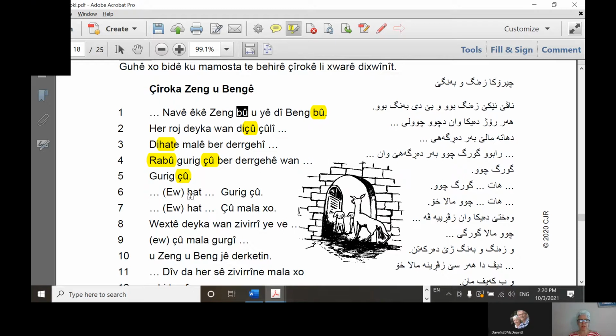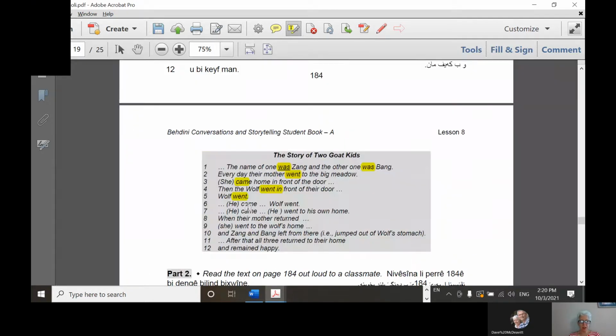And then you go through the story, and he came, hot. He left, chew. Hot, chew, hot, chew, hot, chew. And finally, chew, malaho. Okay, so he came, he went.